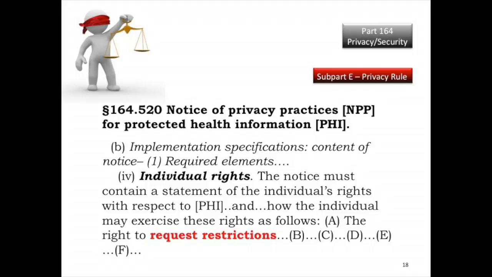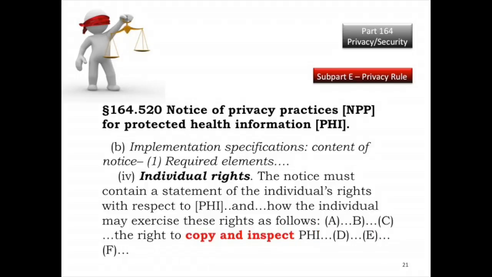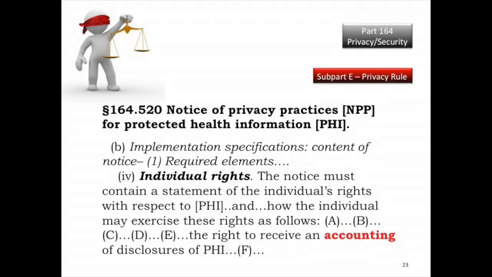The NPP must include certain statements about individual rights. It must say that the individual has a right to request restrictions, including a statement that the entity must agree to restrict PHI if the patient pays the provider in full. It must say the individual has a right to request confidential communications, and it must explain the right to copy and inspect patient records. The NPP must say that the patient has a right to request amendments to PHI, and a right to receive an accounting of disclosures, and a right to receive a paper copy of the NPP.